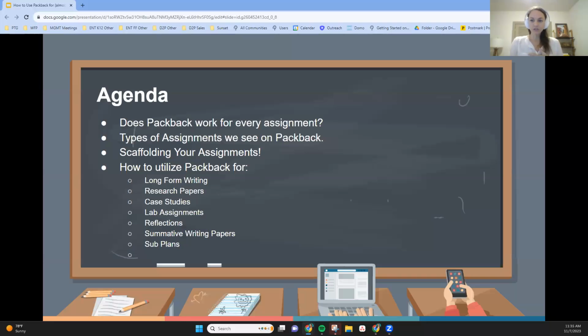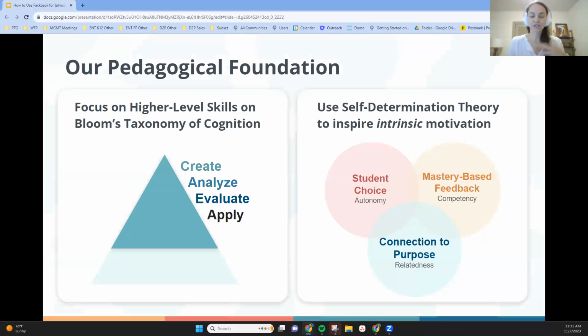So as I start out, before I jump into each of the individual assignments, what I want to do is start with just our pedagogical foundation, and really think through the best way to utilize the full platform for the assignments. One big thing that we talk a lot about at Packback is self-determination theory, making sure that all of those pieces, that student choice, the mastery-based feedback, and the connection to purpose are all really aligned as students are going through assignments. And that obviously doesn't come in one day.